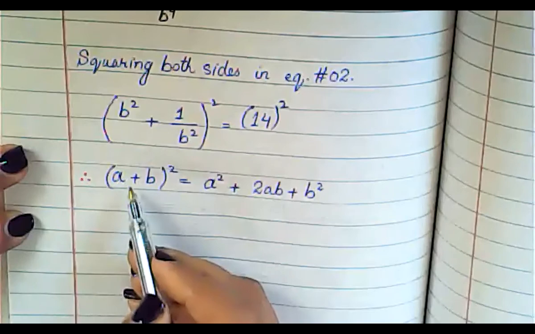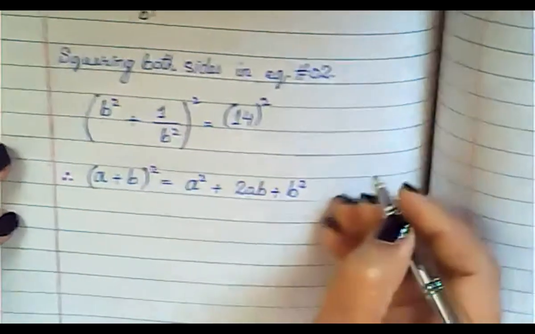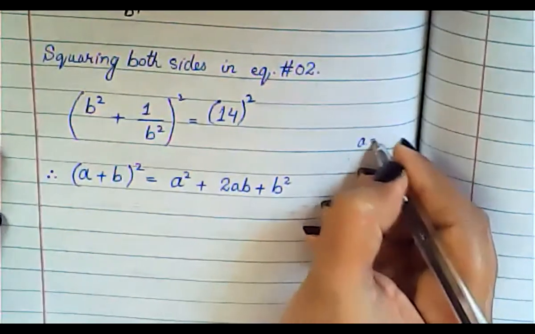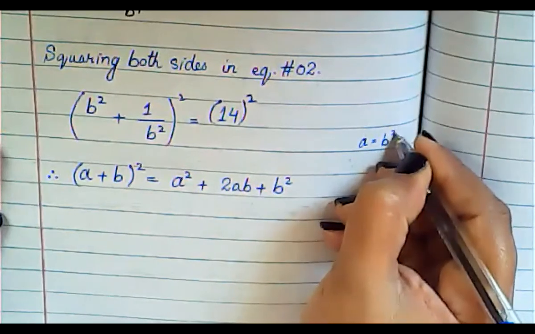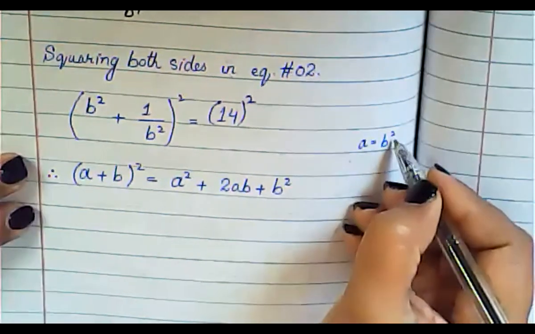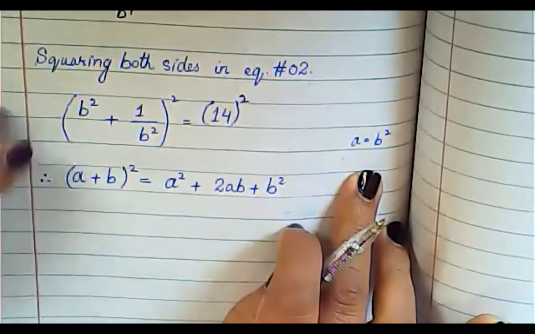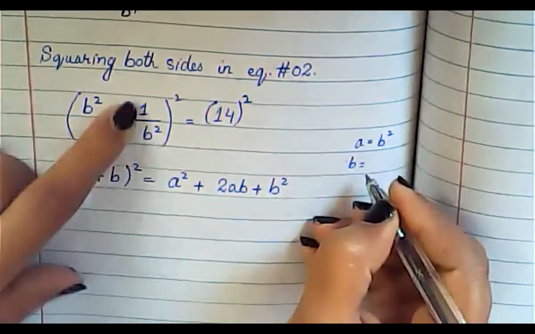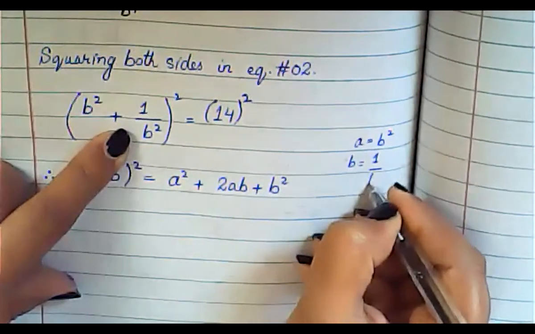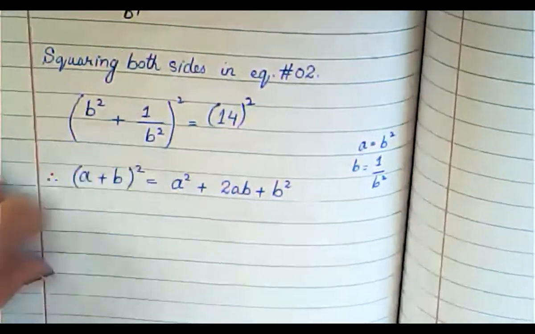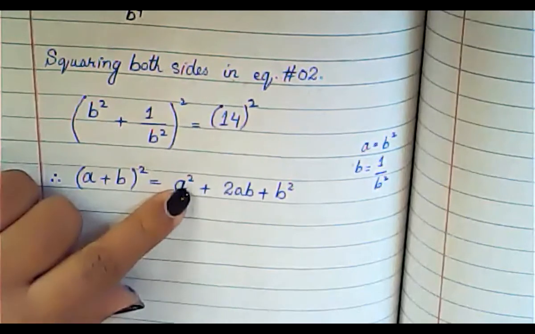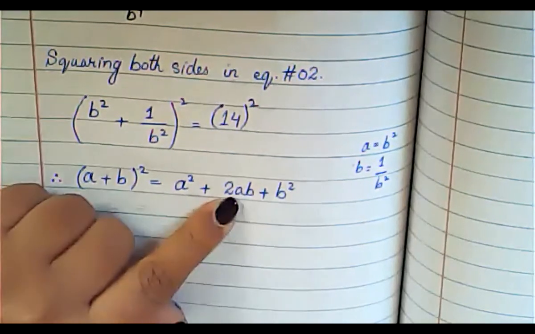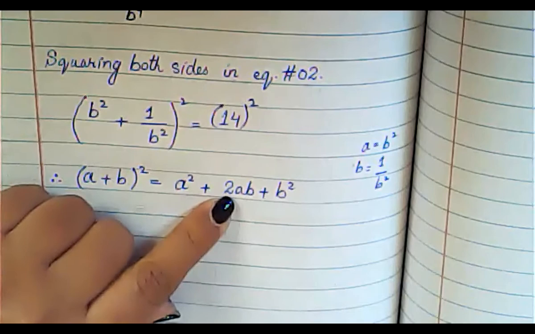Now we have to decide which is term A and which is term B. Now our term A is b square. Previously it was b, now it is b square. And term B is 1 upon b square. Now we have to take the square of term A and term B, and also we have to multiply term A and B with 2.